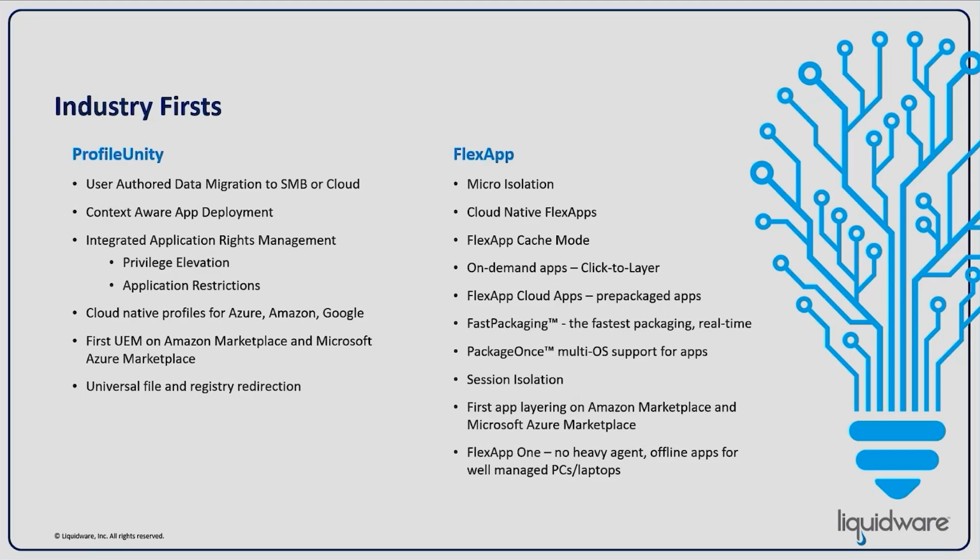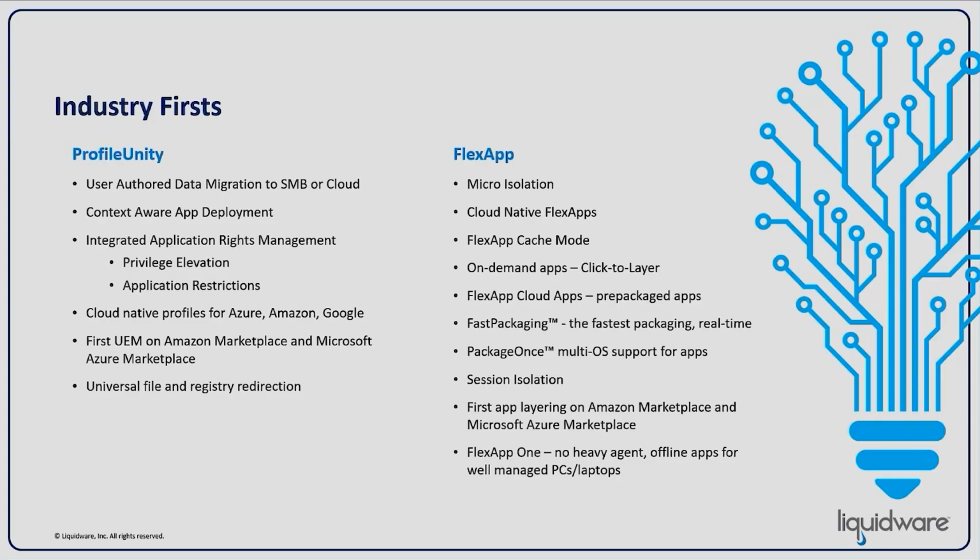But ProfileUnity, some of the industry firsts that we've developed as a leader of innovation in this part of the industry is user-authored data migration to SMB or cloud. We can do that from those folder redirects. We actually have a migration engine that lays underneath that and also reports out to that inventory we mentioned earlier. That context-aware app deployment, the way that we take FlexApps and now any other type of apps, including MSIXs, and App-Vs and other things, we were the first to incorporate that directly in our user management.